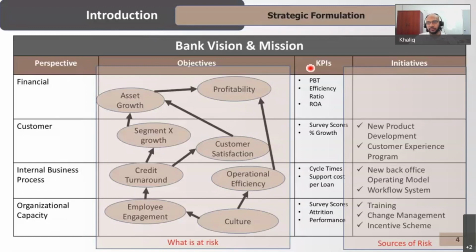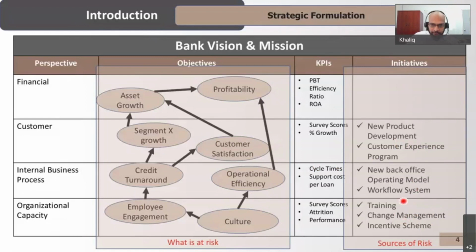So going across again to the right, we have KPIs and we have initiatives. Now, in order to achieve these strategic objectives, we must undergo some initiatives. So for example, if we want to improve employee engagement, we may undergo some change management initiative or some training initiative. If we want to improve our segment growth, we may develop new products. So these are the initiatives.